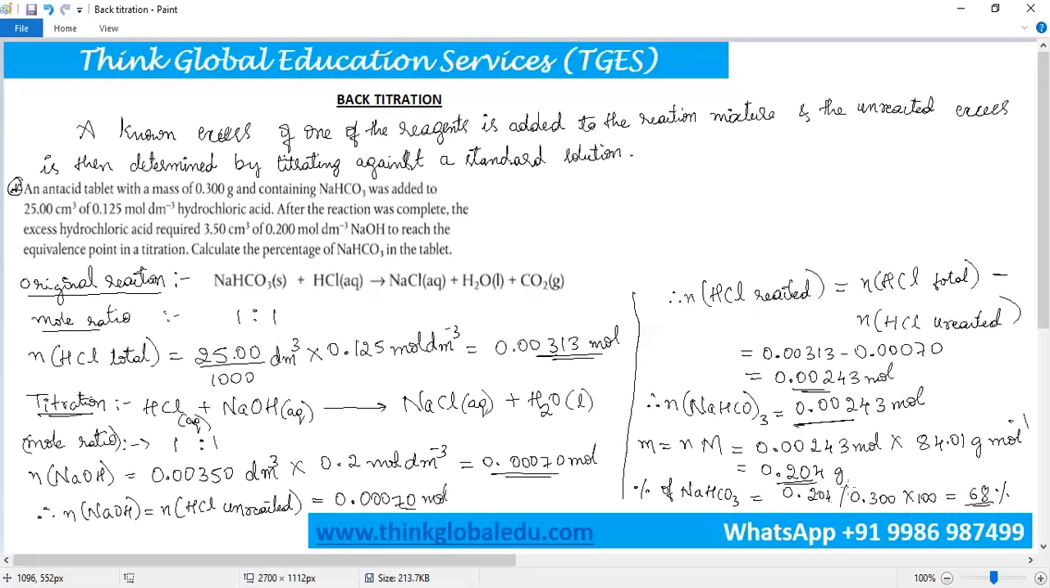So by this method, we can determine the strength of an unknown solution by means of a back titration, once the endpoint has been passed. And this method is called a back titration.